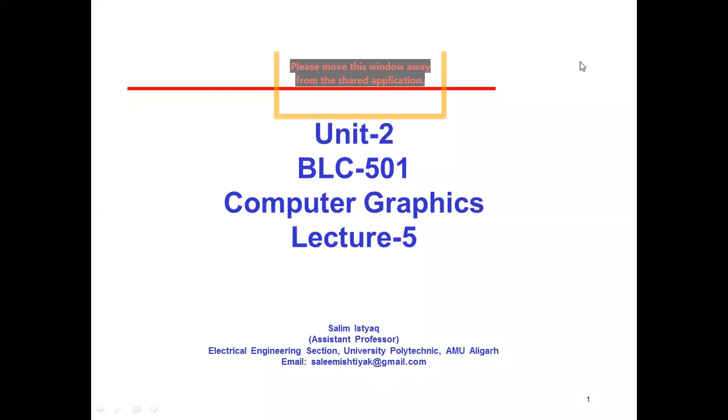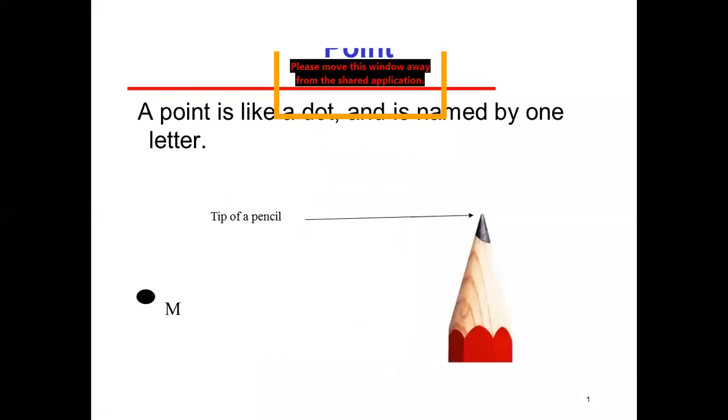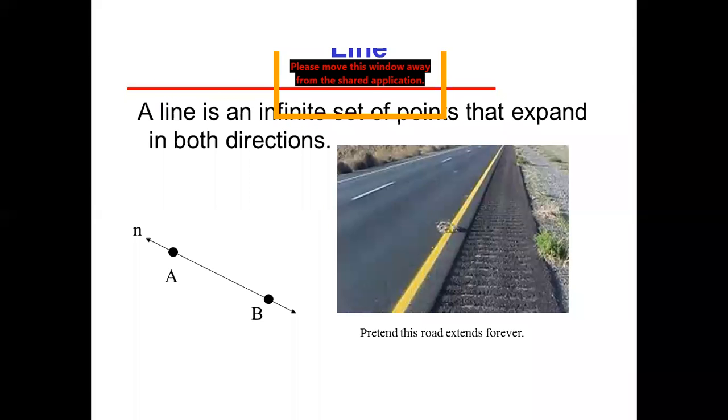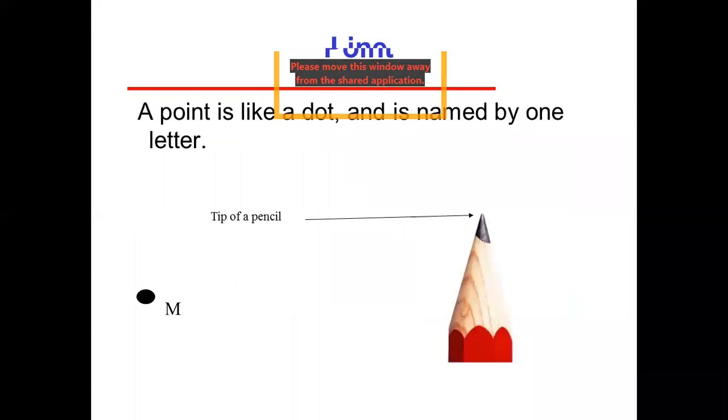This is your unit number 2, computer graphics. Now in this unit, we will study about the point and what is the line and what is the difference between the line and the point. So after the point and line, we will emphasize how we will draw a line and how we can implement a line with the help of a number of points.